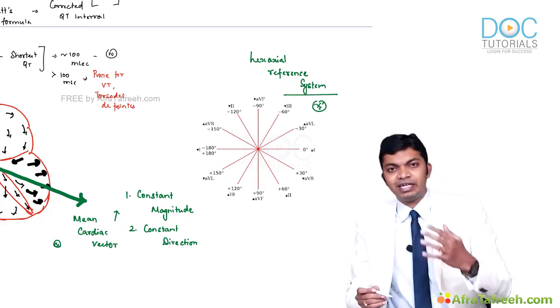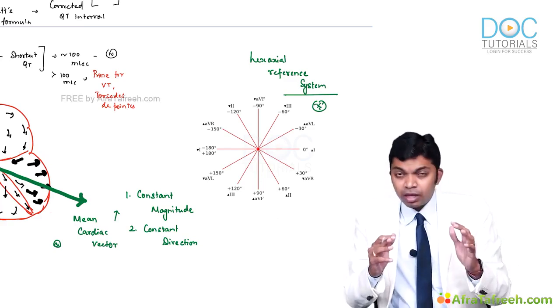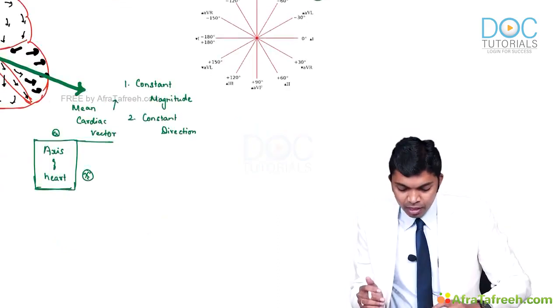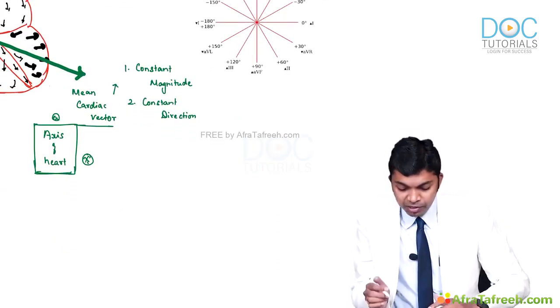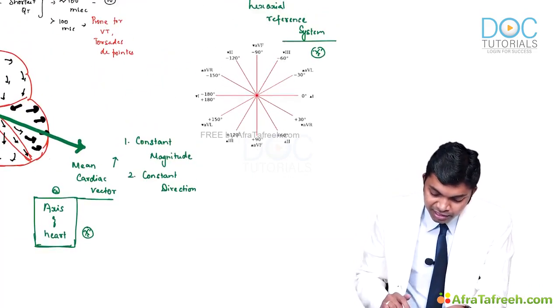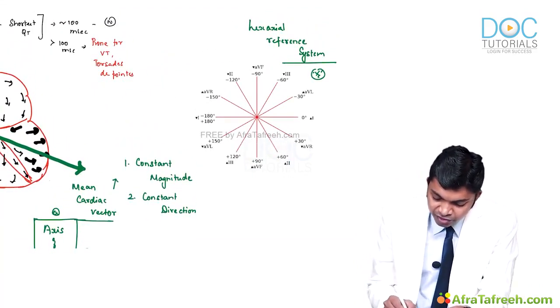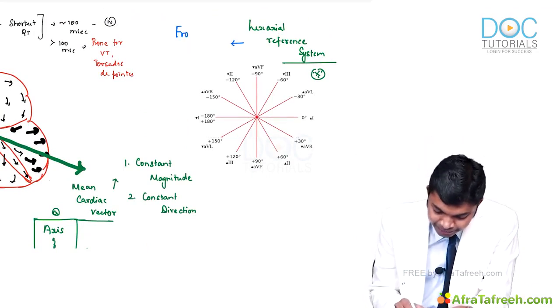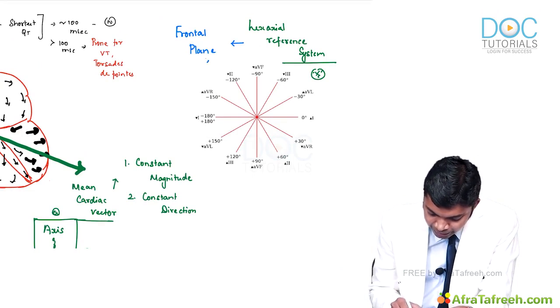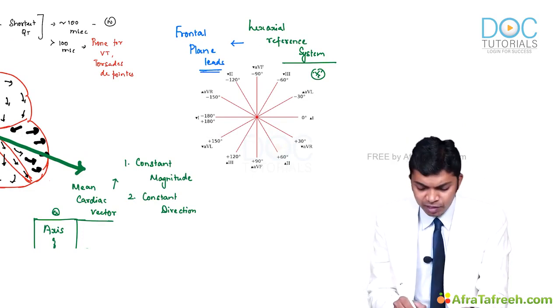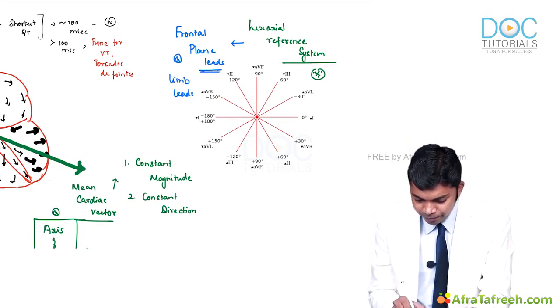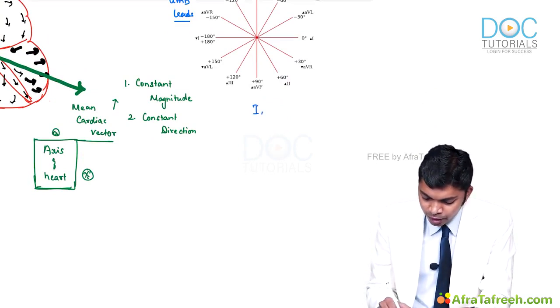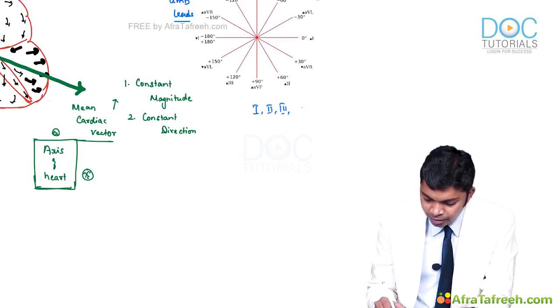So what is the hexaxial reference system and how do we use it to calculate axis? We are going to take all the frontal plane leads. Remember, in order to construct a hexaxial reference system, we can't use chest leads. We have to use only frontal plane leads, which are synonymously called limb leads. We know the limb leads: lead 1, lead 2, lead 3, AVR, AVL and AVF.